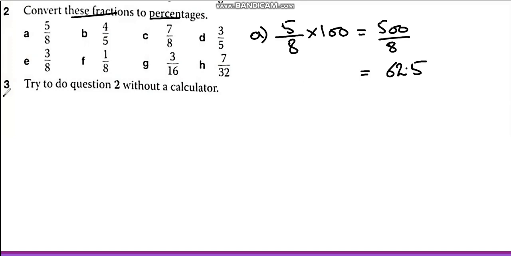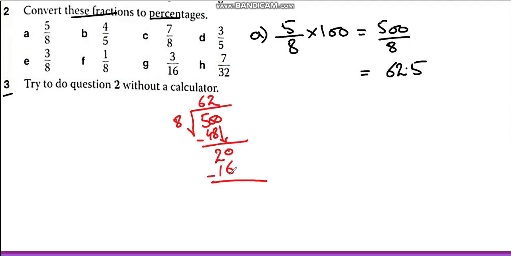And in question number 3, they want us to try these questions without a calculator. So again, it's very simple. Like if I do the first part without a calculator, I can show you the working of division over there. That is 500 divided by 8. So we know that 8 times 6 is 48. And then if we subtract, we get 2. Let me bring this 0 down. We know that 8 times 2 is 16. And then if we subtract, we get 4 over there.